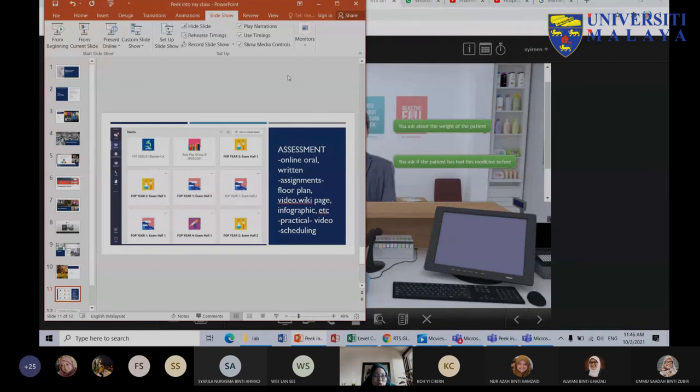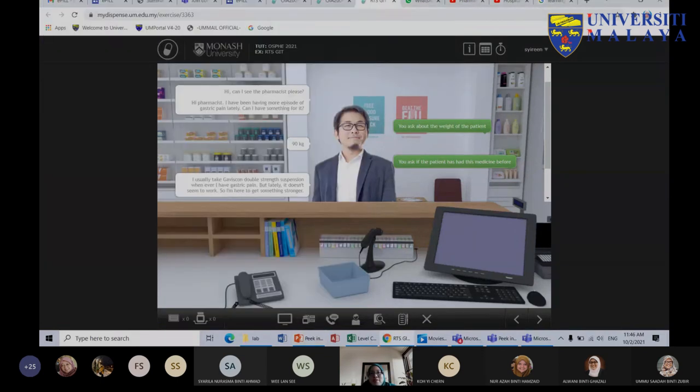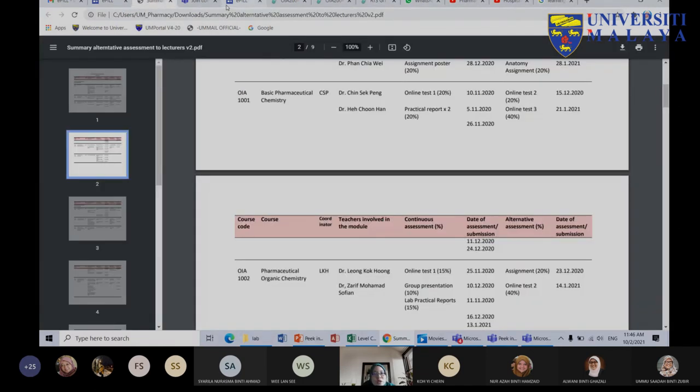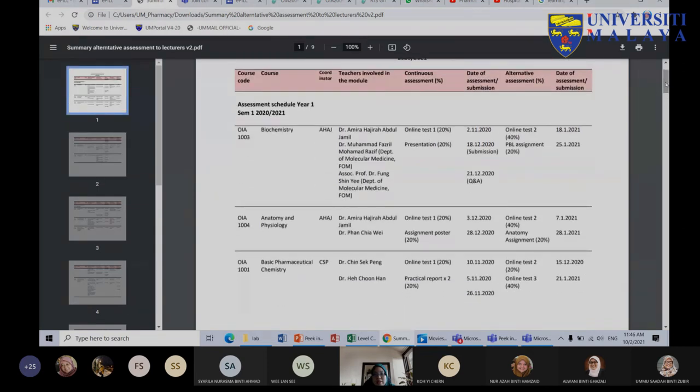Dr. Alwani mentioned earlier that students complain of having too many assessments. So what we do is we have scheduling. This is a schedule that we have. Let's say, for example, in this module, biochemistry: who are the teachers involved, what the continuous assessment is, when the assessment date and the submission are, what the alternative assessment is, and what the date of submission is.